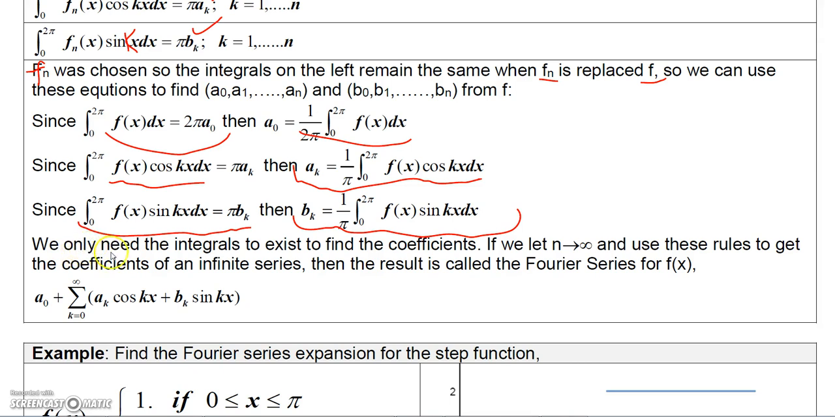Now, as long as the integrals exist, we can find the coefficients. And if we let n approach infinity and use these rules to get the coefficients of an infinite series, the result of that series is called the Fourier series for f(x). It's going to be a0 plus the sum of a sub k cosine kx plus b sub k sine kx as k goes from 0 to infinity.